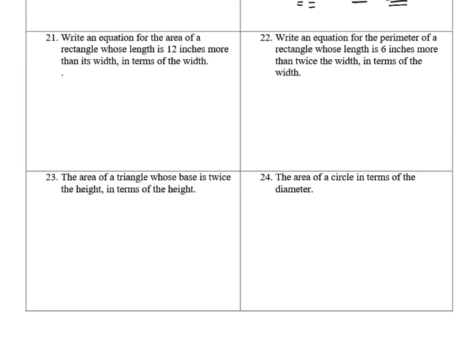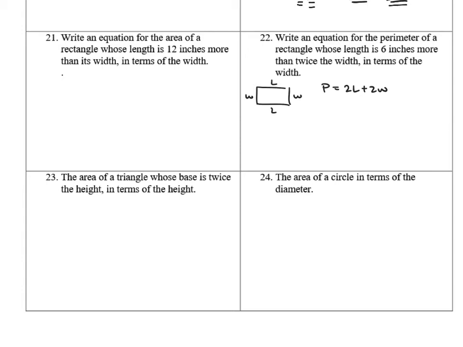Write an equation for the perimeter of a rectangle. Let's stop right there. Let's sketch a small rectangle. Let's call this length. Let's call this width. The perimeter of a rectangle is equal to 2 lengths plus 2 widths.